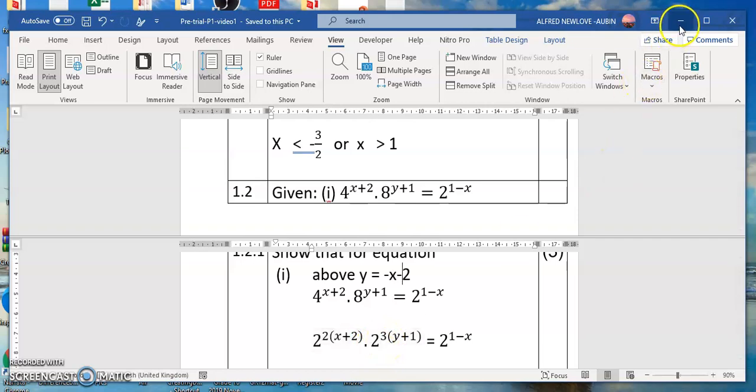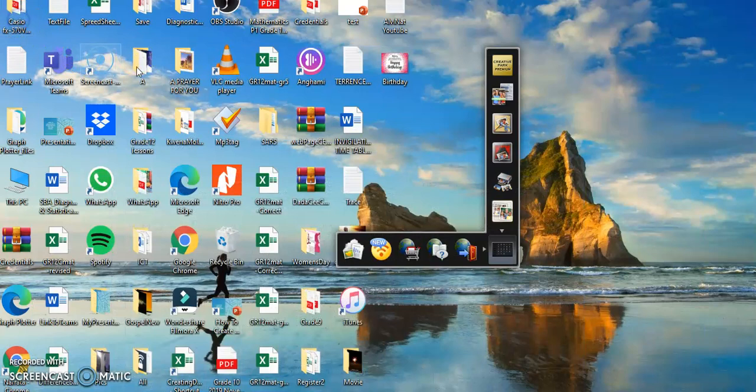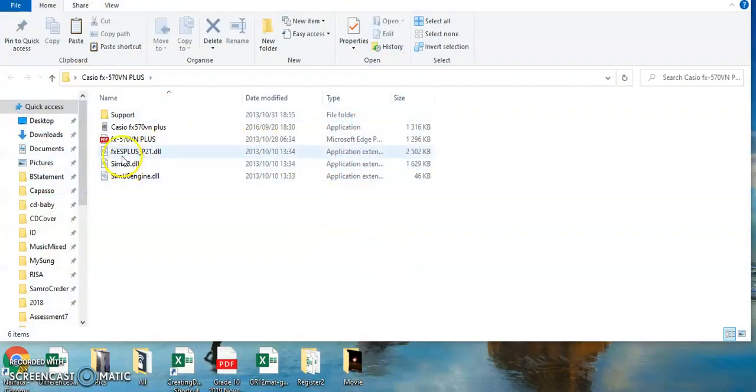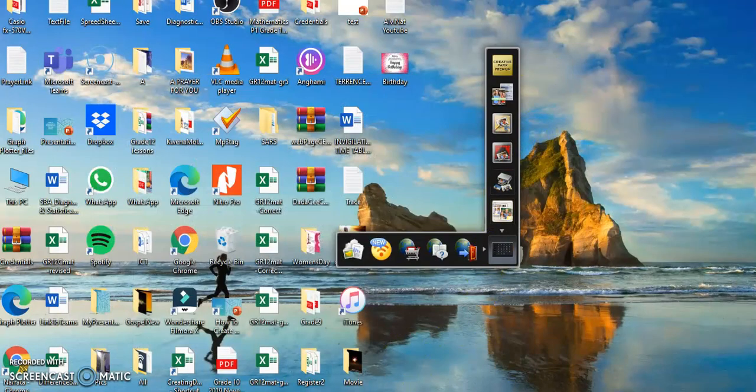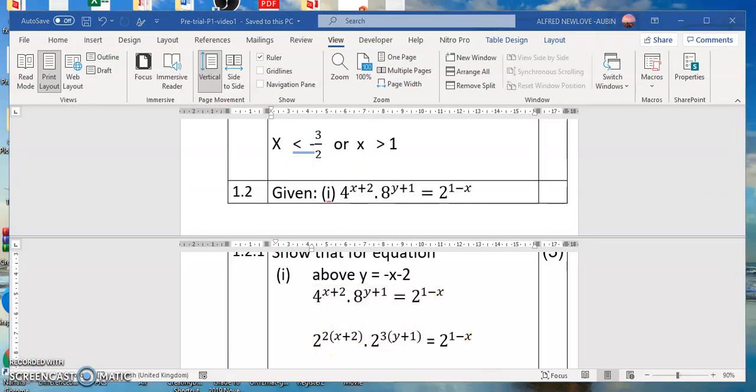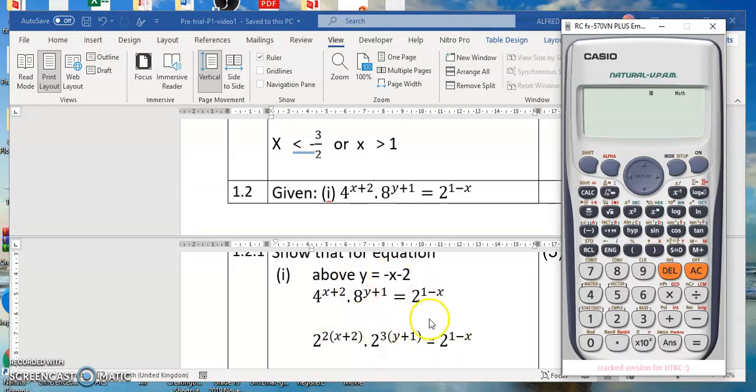Alright, let me bring my calculator for us to use it. Now, let's check with this. We know 2 to the power 3 is what? 8. We are still learning how to use the calculator. How do we press 2 to the power 3? Is 2, this is the power, then 3, which is what? 8. So this can be expressed as 2 to the power 3 because this one is in base 2.